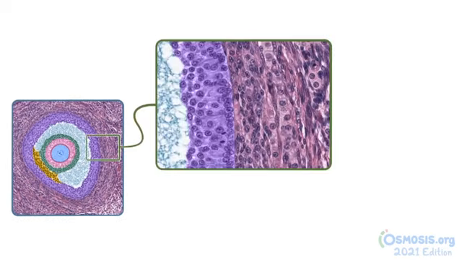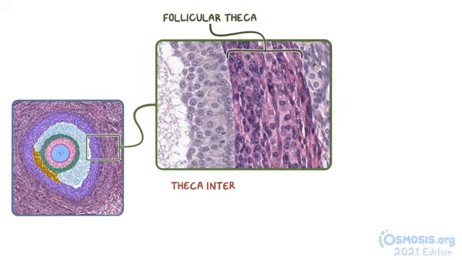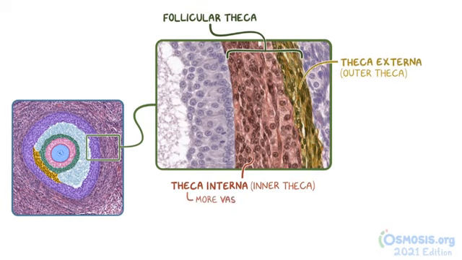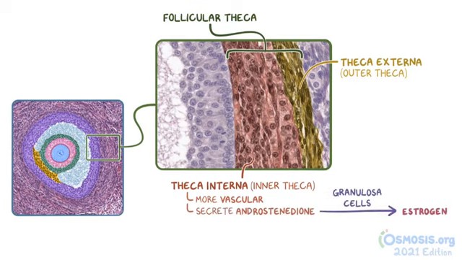If we take a closer look at the follicular theca, we'll notice it's further divided into the theca interna, or inner theca, and the theca externa, or outer theca. The theca interna is more vascular and also consists of cells that secrete androstenedione, which is converted to estrogen by nearby granulosa cells. The theca externa is a more fibrous layer that also contains smooth muscle cells. The outer border of this layer will gradually merge with the surrounding stroma.